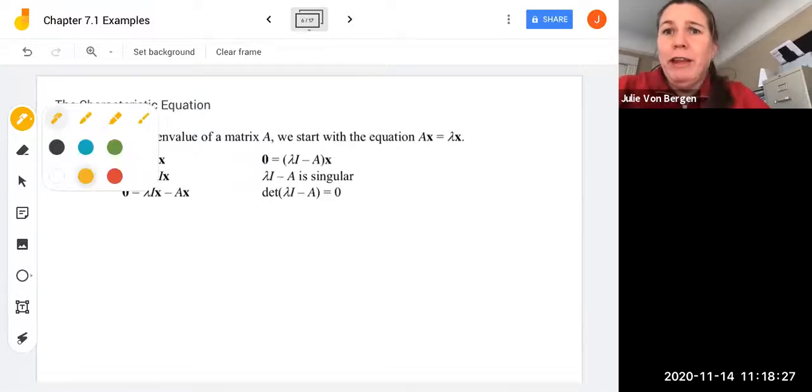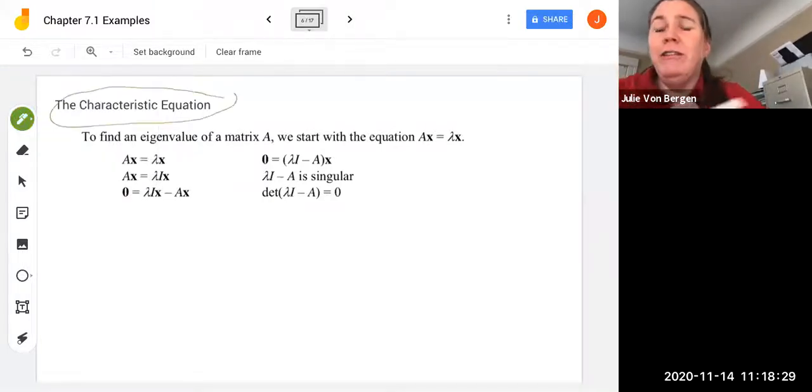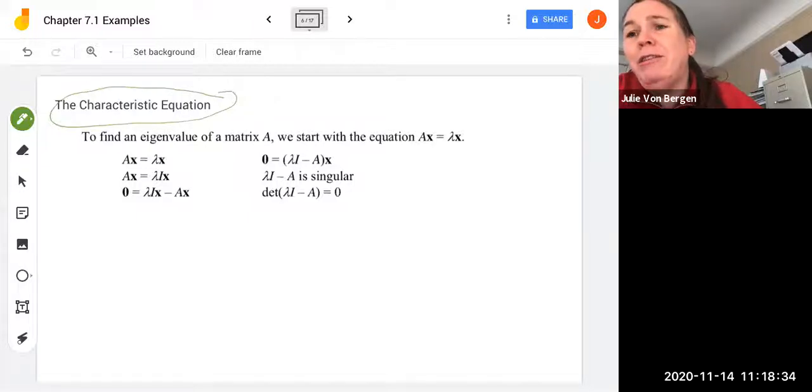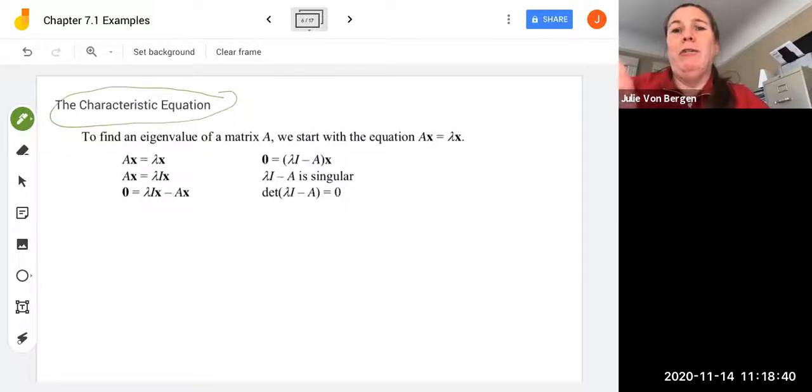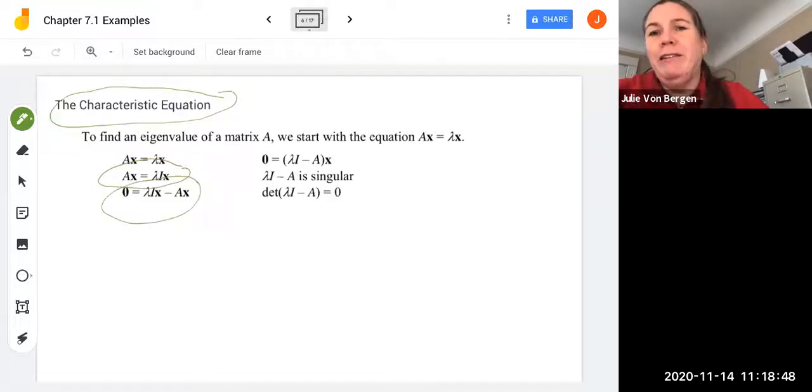So let's talk about the characteristic equation, and we'll see this again. To find an eigenvalue of a matrix A, we start with this equation, AX equals lambda X, and then we try to manipulate it and set it equal to 0. So we can say AX equals lambda times the identity matrix times vector X. And then if we want to set it equal to 0, let's separate by moving the AX to the right side.